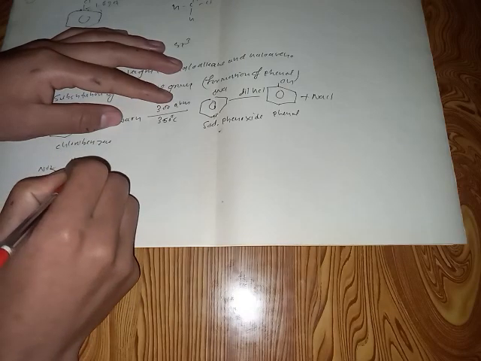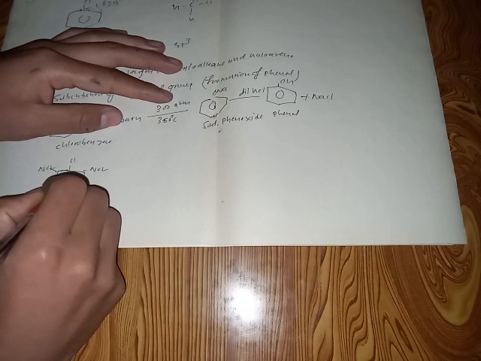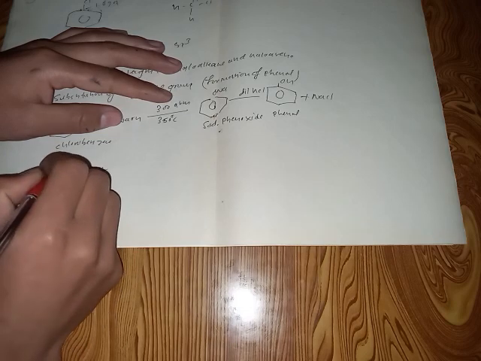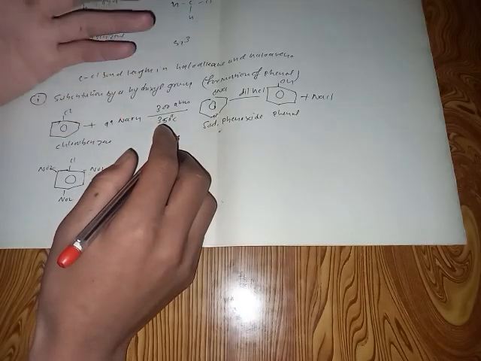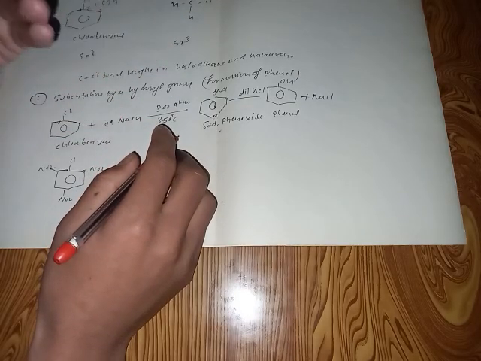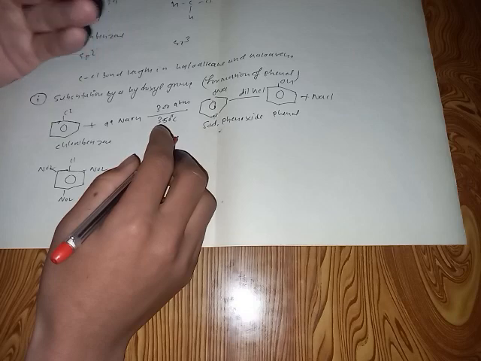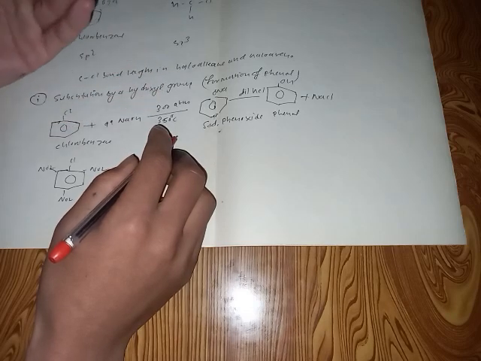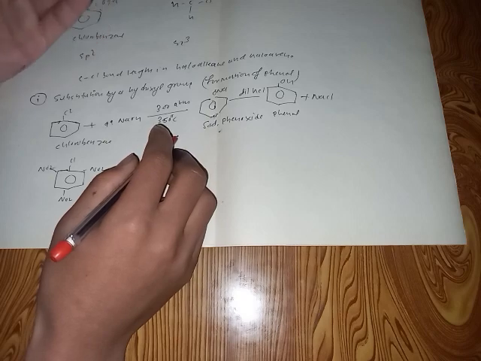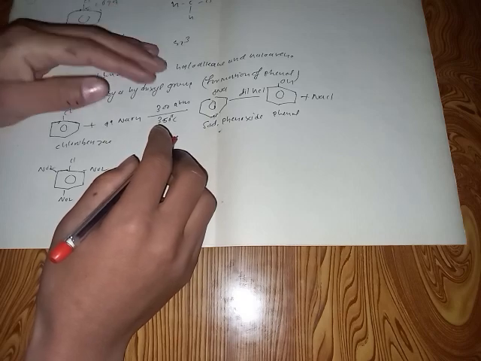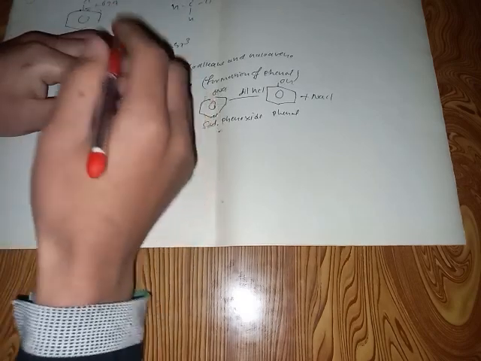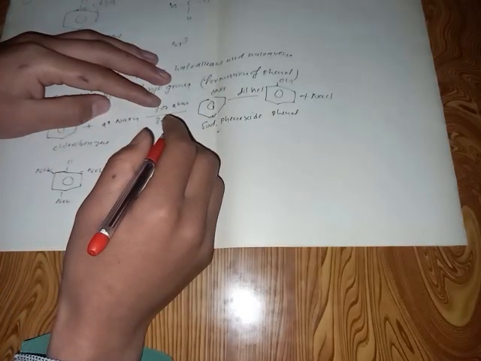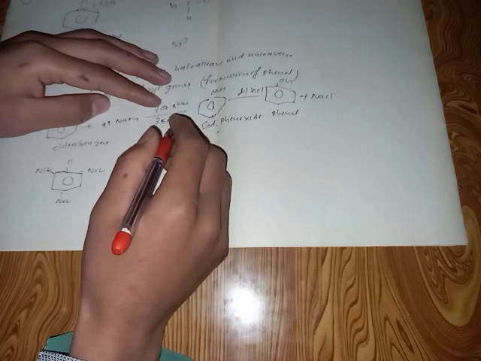The position is ortho and para. So an electron withdrawing group, like nitro, cyano, carboxylic acid, etc., is always directed to the ortho and para positions. That is why it is called an electron withdrawing group.